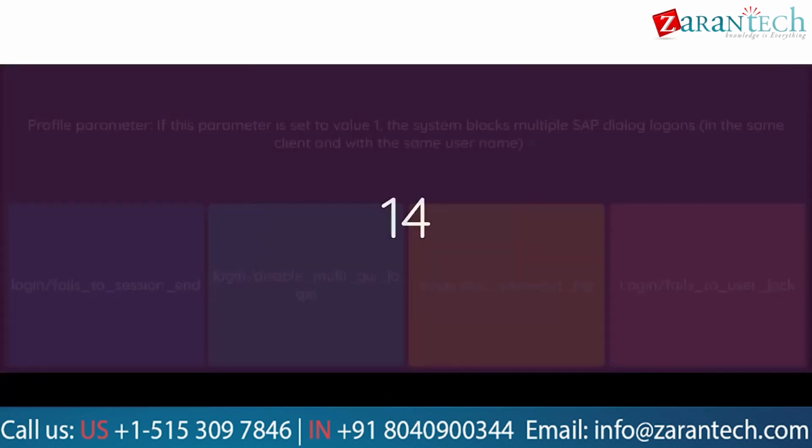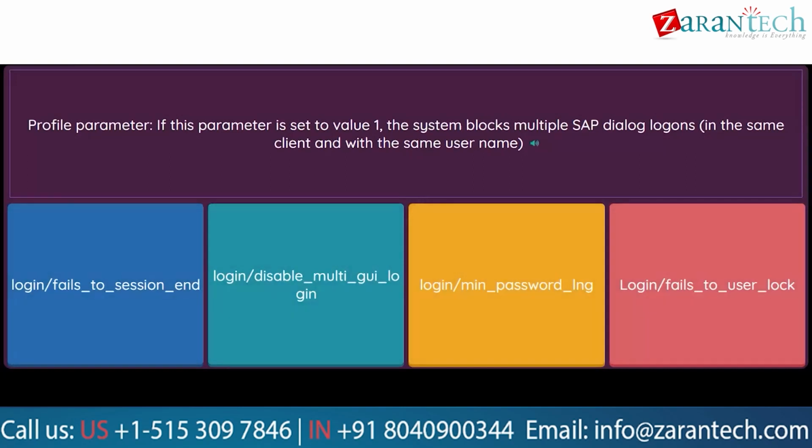Question: profile parameter, if this parameter is set to value 1, the system blocks multiple SAP dialog logons in the same client and with the same username. Option 1: login/fails_to_session_end. Option 2: login/disable_multi_gui_login. Option 3: login/min_password_lng. Option 4: login/fails_to_user_lock.